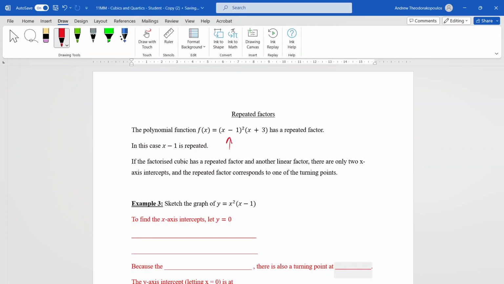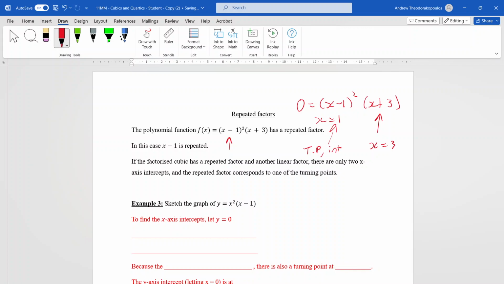If we were to solve that for 0, so if we were to write 0 equals x minus 1 squared times x plus 3, well then my two factors would be, well, this would give me x equals negative 3. This would also give me x equals 1. Because it's twice, that's the squared sign there, that's the indicator that this is the turning point as well as the intercept. Okay, so that's a repeated factor.